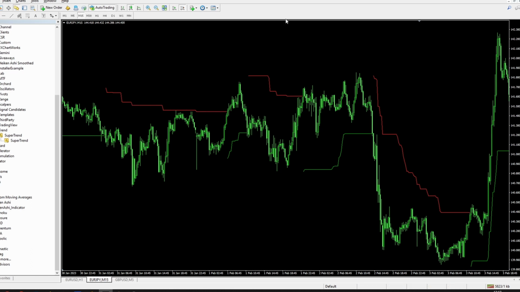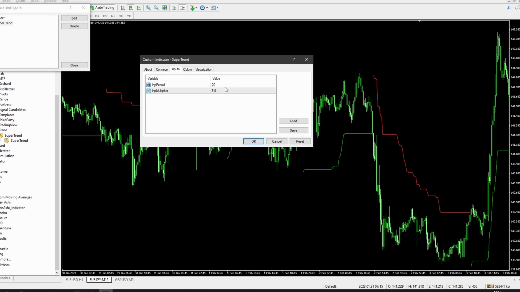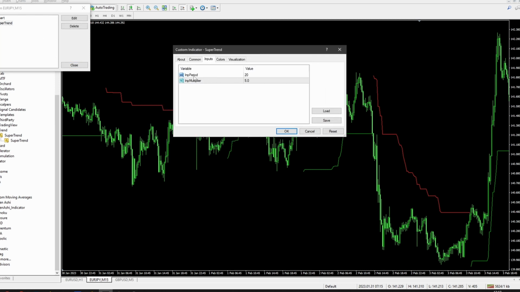The super trend formula is very simple. It starts at the midpoint of a bar, then takes the ATR as the, let me go back to the settings. There's the input period, which is 20 period ATR. So it takes a 20 period ATR, and in this case adds 5 times that ATR to the midpoint of each bar. And then it switches when a bar closes past either the support or the resistance line. So it's a very simple indicator.